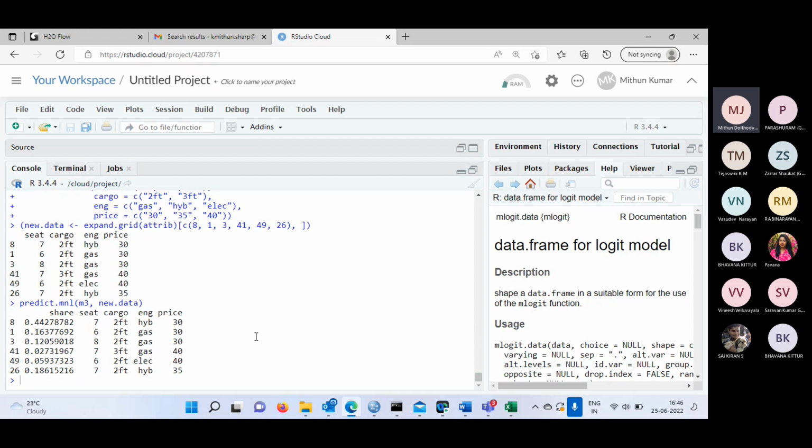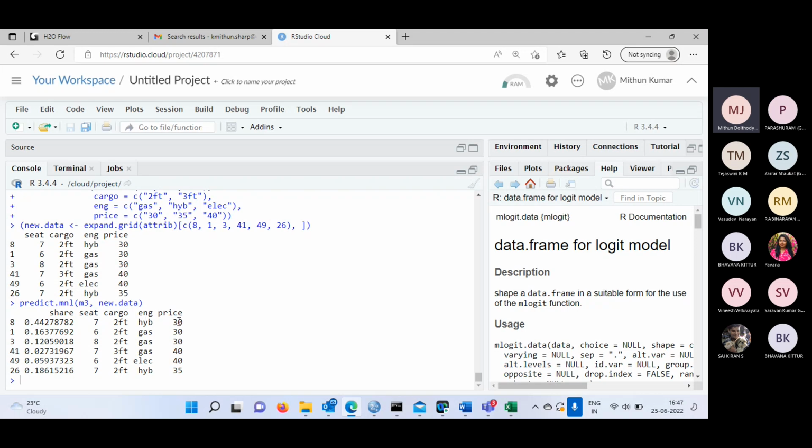Now, coming back to this, for each of these characteristics, you can see the expected market share. Expected market share seems to be the highest for a vehicle with 7 seats, 2 feet cargo, hybrid engine type priced at 30,000. Makes sense also because the price is less. And if my memory serves me right, gas engine was the most preferred, but hybrid is also not doing that bad. It has come out well. 44% out of 100, almost 50%, right? Almost half of your customer base can be expected to buy this.